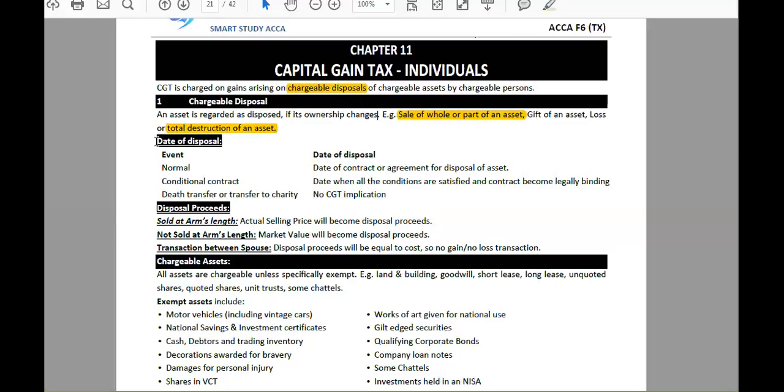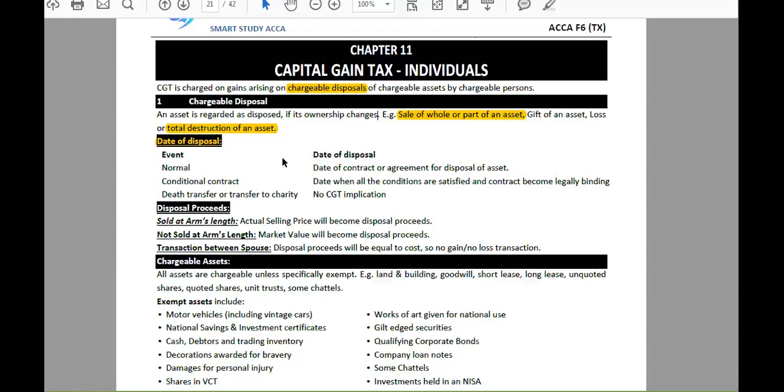The next point which we are going to discuss is date of disposal. So how to determine the date of disposal? Students, please keep in mind, in the UK, the tax year runs from 6th April till 5th April. So our examinable tax year is 2019-20, and it will start on 6th April 2019 and it will end on 5th April 2020.